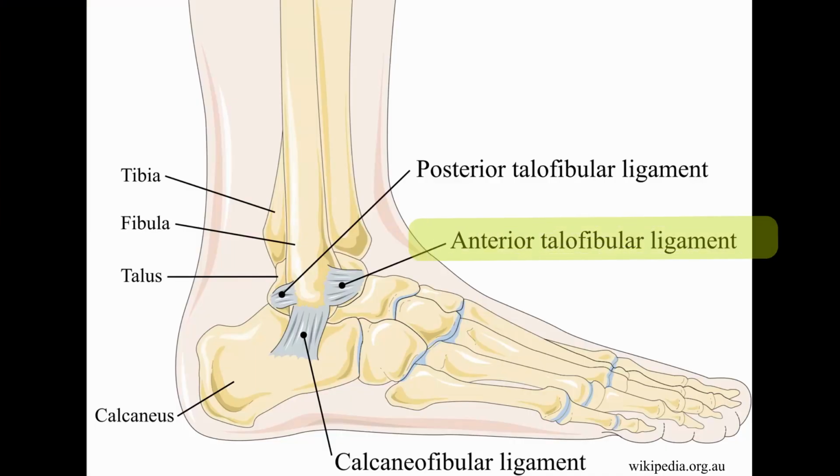The most common type of ankle sprain is an inversion injury. This is where your foot rolls inwards, damaging the ligaments of the outer ankle: the anterior talofibular ligament, the calcaneofibular ligament, and the posterior talofibular ligament.